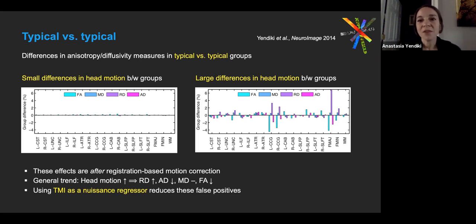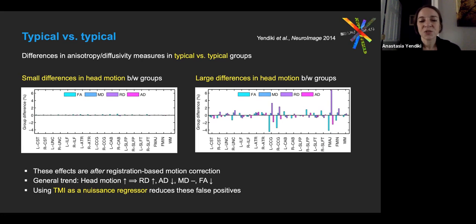One thing we showed in that paper is if we use that composite measure of motion, the total motion index that I showed you that we got from all those four measures of both between and within volume motion, if we use that total motion index as a nuisance regressor in our group comparisons, we dramatically reduced some of the false positive differences due to head motion.